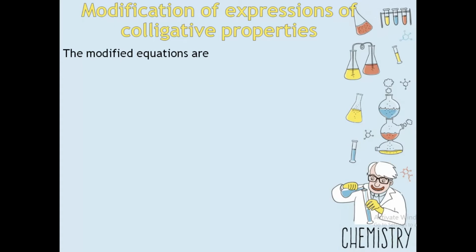So, these modifications are: for lowering of vapor pressure, we know that P1 naught into mole fraction is for lowering of vapor pressure for non-electrolyte solute. But for electrolyte solute, we have to add the van't Hoff factor in this colligative property. So this is the modification in lowering of vapor pressure: i into P1 naught into X, which is equal to i W2 M1 divided by M2 W1. Here we can say that colligative property is inversely proportional to molar mass of a solute.